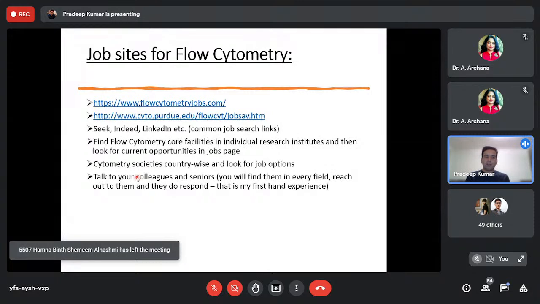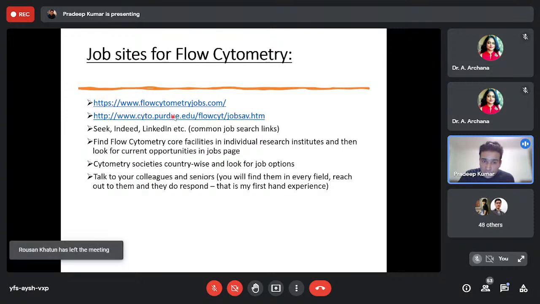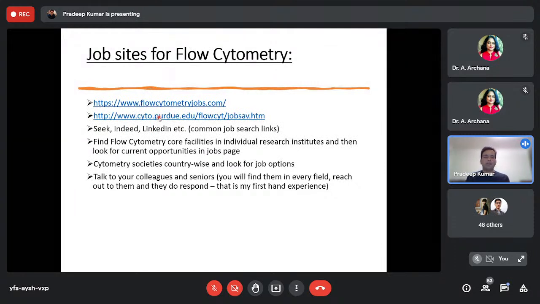Now the job sites, it's very common. People do ask me where we can find jobs for it. So there's a site called flowcytometryjobs.com, Seek, LinkedIn, Indeed. These are common websites. There is the Purdue University flow cytometry laboratories. They also have a job page where the jobs are listed, and you can basically type anything like flow cytometer operator jobs, flow cytometer specialist jobs, flow cytometer scientist jobs.